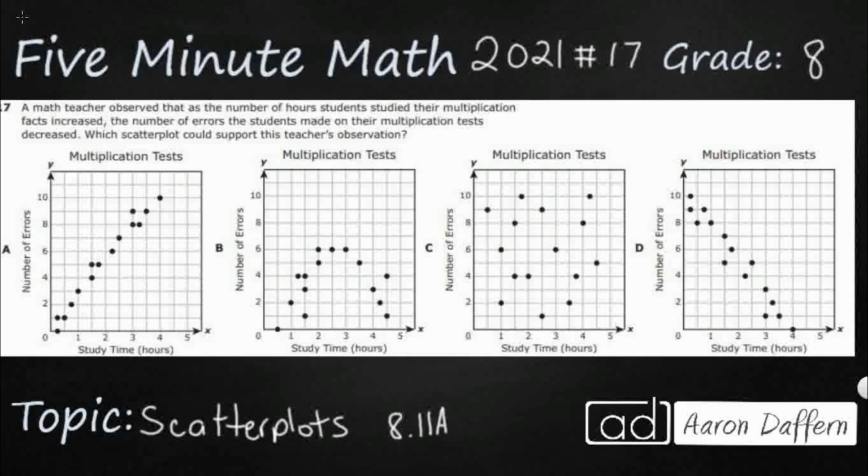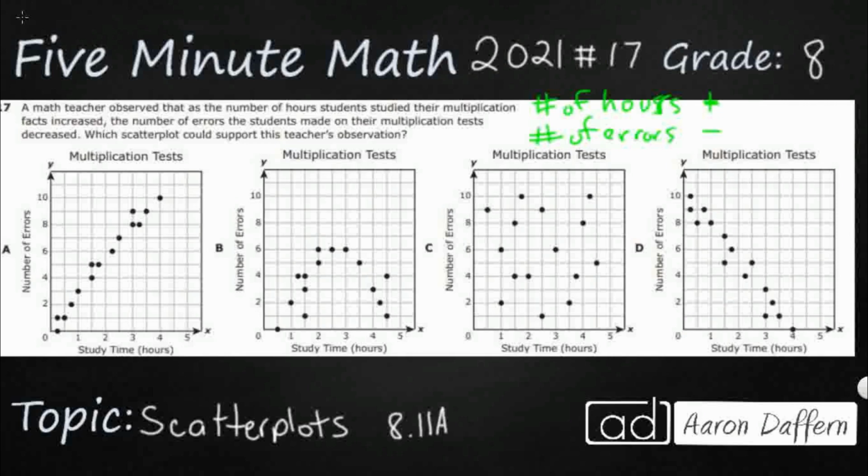So a math teacher observed that as the number of hours that students studied the multiplication facts increased, let's translate that as the number of hours increased. I'm going to make that a positive. The number of errors the students made on their multiplication tests decreased. All right, so the number of errors decreased. I'm going to make that a negative. All right, so which scatterplot would support this?